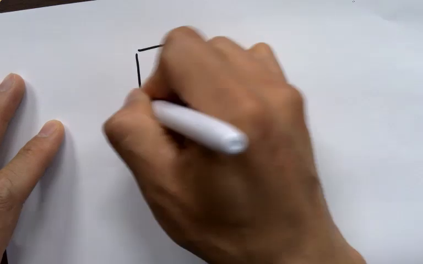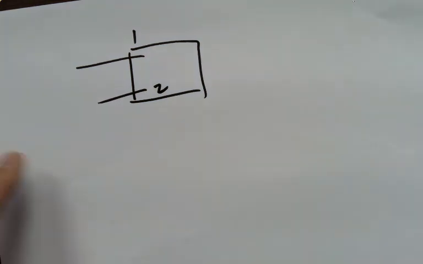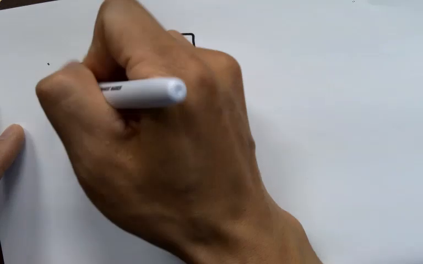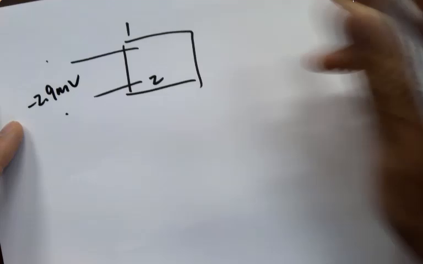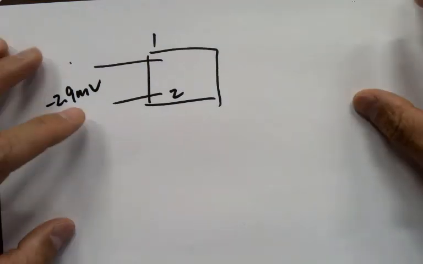It has a diagram in the problem. It shows you two terminals labeled as 1 and 2. And it tells you that the voltage from 1 to 2 is negative 2.9 millivolts. So how do you want to label the plus and minus sign across the two terminals?